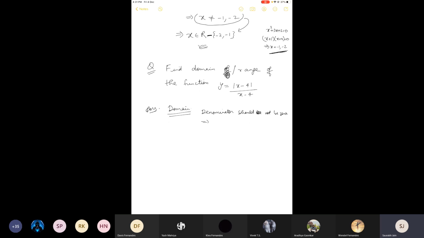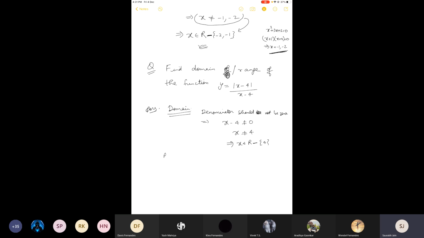So the denominator should not be 0. That means x minus 4 not equal to 0, so x not equal to 4. Which means x cannot assume just this value. Rest all the values are possible, so all values except 4. When I have to write except in sets, I use this minus sign. x belongs to R minus {4}. And we write these values in curly braces because they are a limited, finite number of values. This we have already discussed.